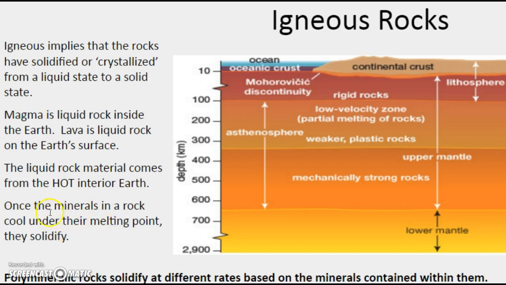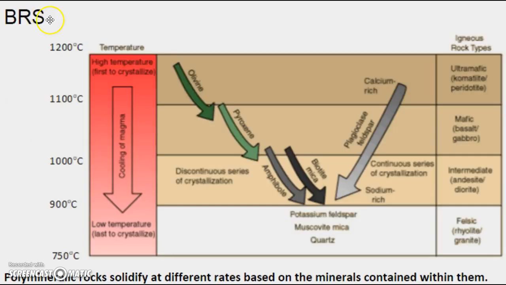And this is where Bowen's reaction series comes into play. Polymineralic rocks, right? Most of the rocks we've looked at have many minerals within them. They solidify at different rates based on the minerals that are contained within them. So as I look at Bowen's reaction series, I'm going to go back to this statement on the previous slide. Polymineralic rocks solidify at different temperatures based on the minerals contained within them.